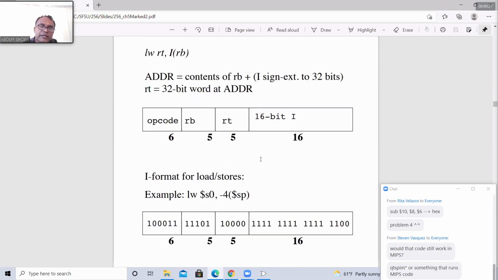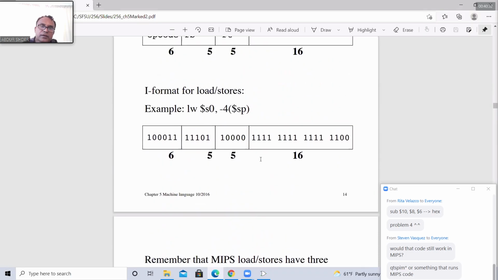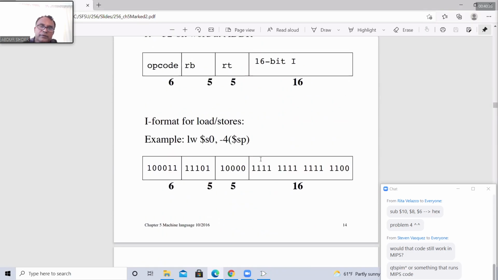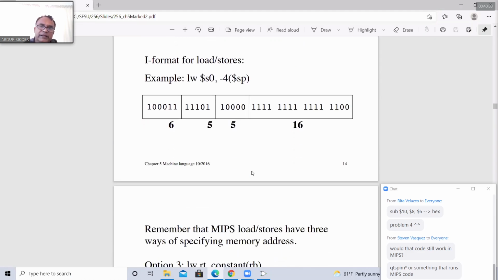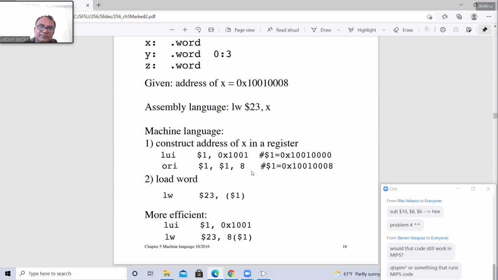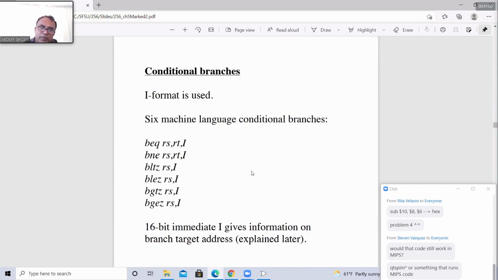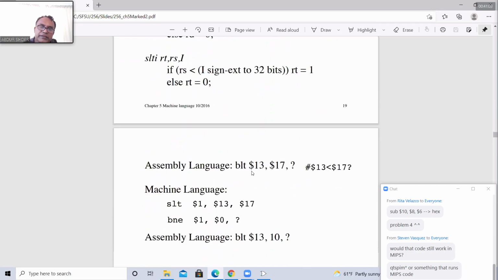So J format, see, the load word is I format. And you have this RS, RT and then a stack pointer, 16 bits here, 29. Okay, so you may get questions from R format and I format.